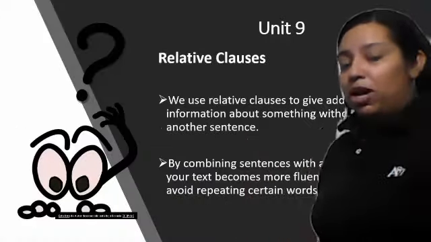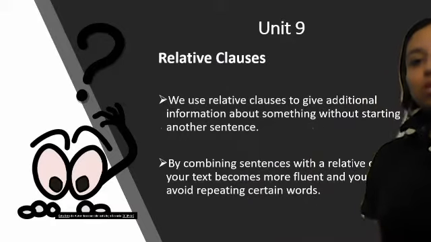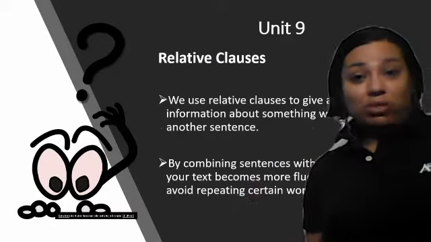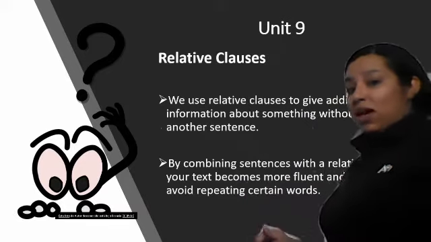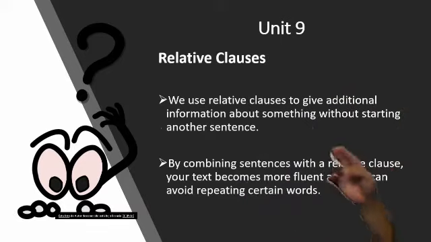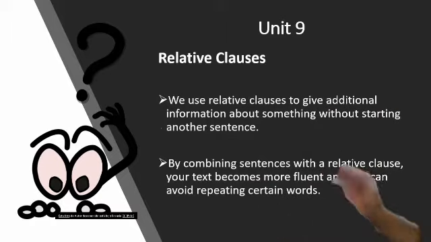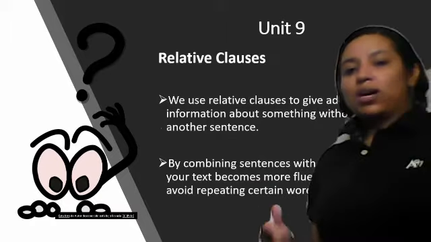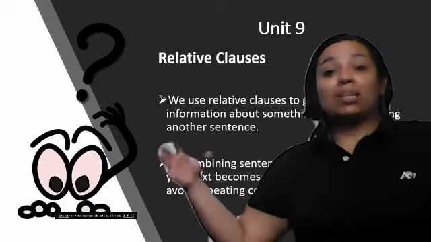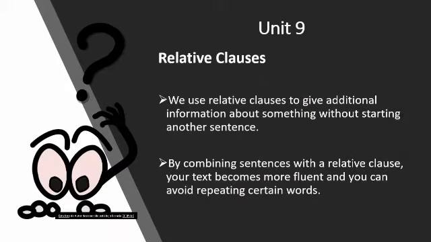Today's lesson is grammar, and we're going to see grammar unit 9, relative clauses and participle clauses, because these are the two topics that we're going to cover in grammar. In relative clauses, we use relative clauses to give additional information about something without starting another sentence. And by combining sentences with a relative clause, your text becomes more fluent and you can avoid repeating certain words, so it makes it shorter.